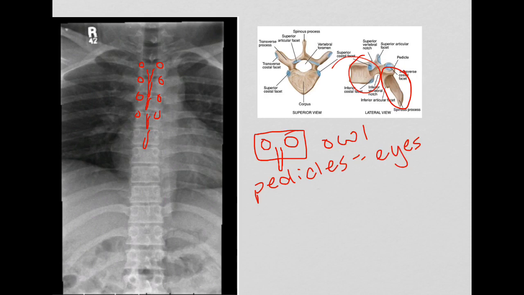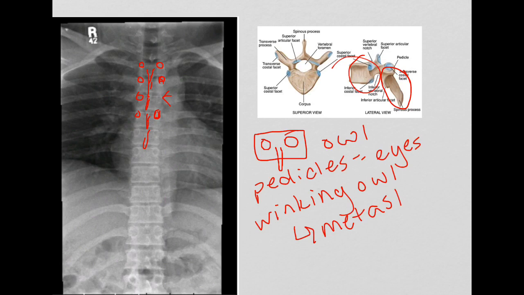You'll also notice in some patients, hopefully not many, but you may run across this from time to time, that a pedicle or an eye is missing. If you see this, this is often referred to as the winking owl. And this is an indication sometimes of metastasis along the spinal canal. Okay, just a little fun side note.